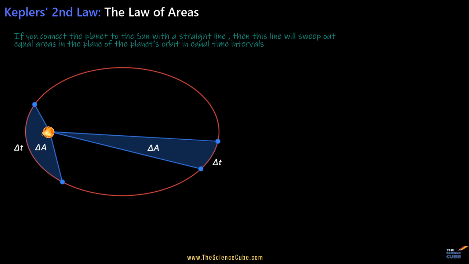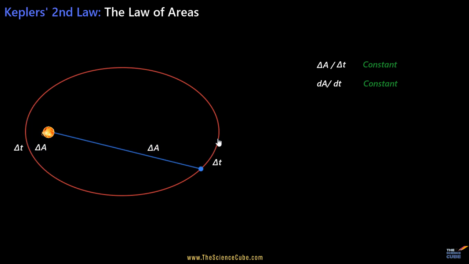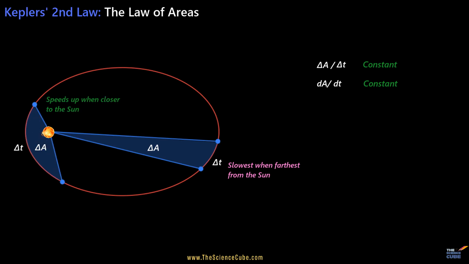That is, delta A upon delta t is a constant, or in differential form, the rate dA upon dt at which the line sweeps out the area would also be a constant. Now, if you were to interpret the physical meaning of this law, it is quite fascinating. That is, the planet moves slowest when it is farthest from the sun and speeds up as it gets closer. Because you see, if here, let us say the planet moves through this arc and sweeps a certain area, then to sweep the same area over here, it'll have to move a longer arc and therefore speed up.